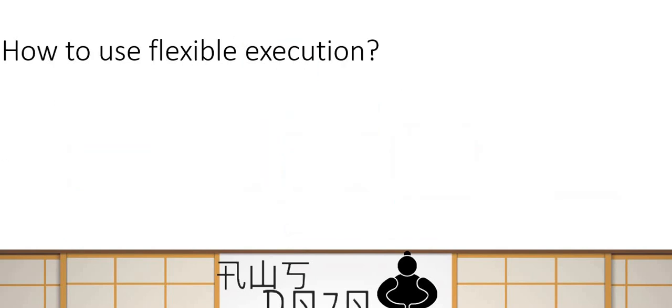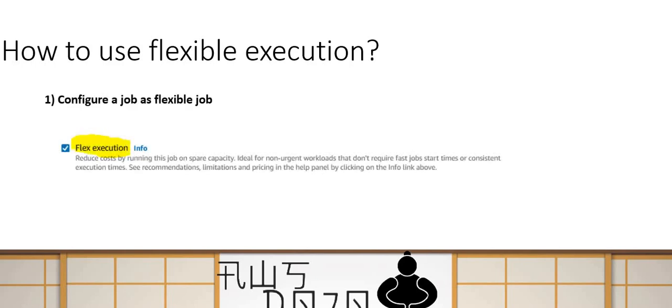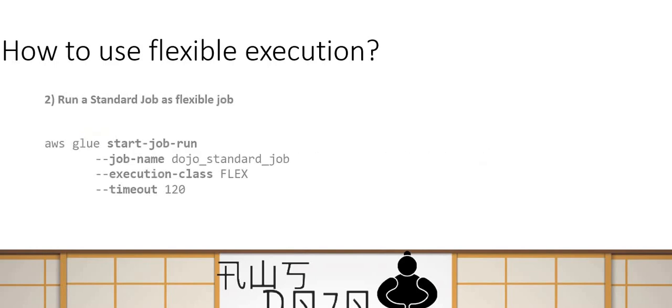Now, how do I configure flexible execution? That is a super simple part. One is you can configure a job as a flexible job. So now you have a choice to configure a job as a standard job or a flexible job. If you go to the job configuration in the job details tab, you will see an option for a flexible execution checkbox. If you enable this checkbox, that means you are saying your job is a flexible job. That means it will always run in a flexible mode. Simple. And the second option is you can configure a standard job, just like you have been configuring so far.